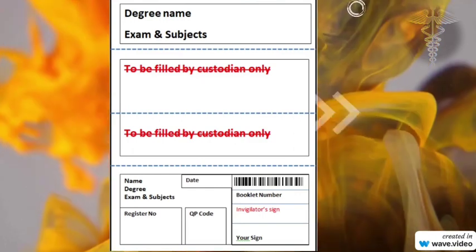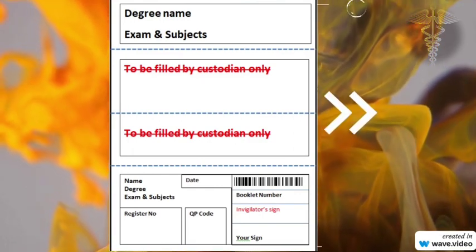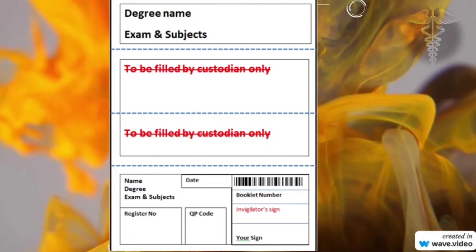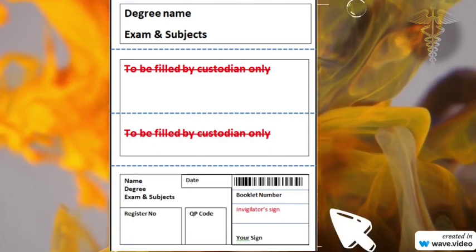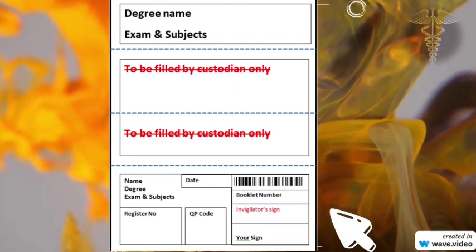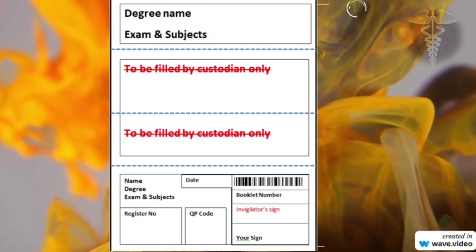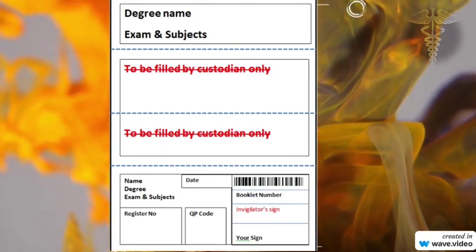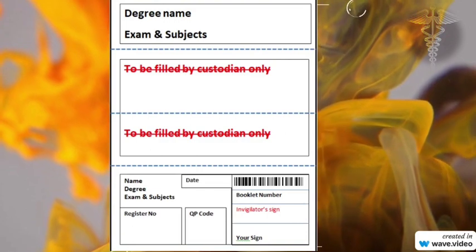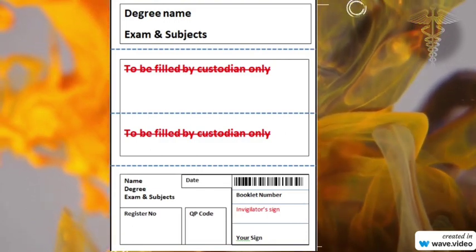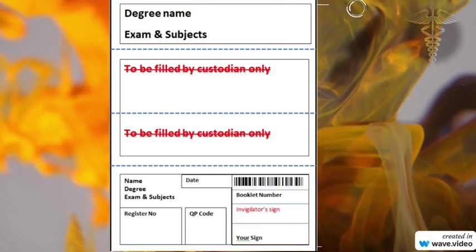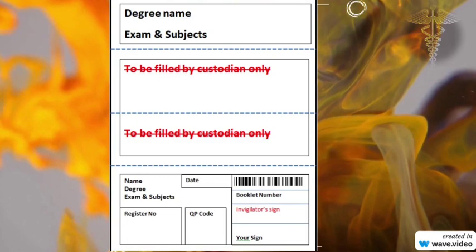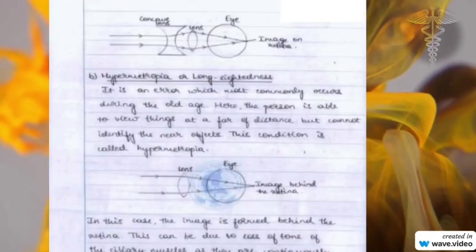Now coming to the second and third part, you should not touch these parts. These parts will be filled up by the custodian. Okay. Next, the last part. This part is to be filled up with your important personal identification data, that is academic data, like your name, which should be written in block letters only, register number, QP code, your signature and the exam date. Register number and QP code should be in the same style. You have to fill up the circles.